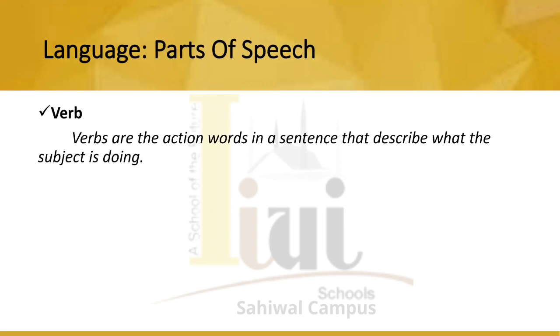Verb. What is verb? Verbs are the action words in a sentence that describe what the subject is doing. So these are basically action words. These describe about the subject, what the subject is doing. Either he is running, he is walking, or she is running or she is walking, or anything else. So verb describes what the subject is doing.